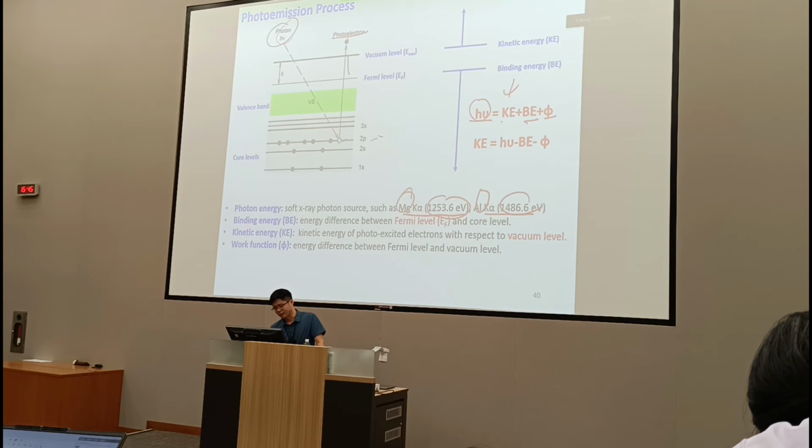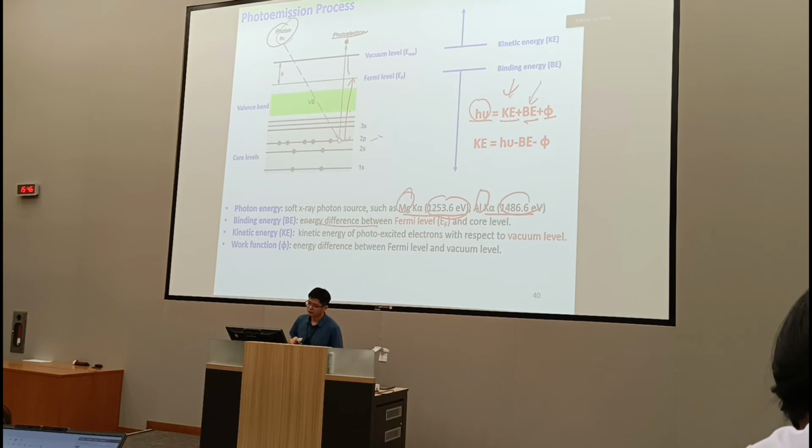So then plus the remaining kinetic energy of your electrons. So they are equal, right? From this, if you know the work function, if you know the photon energy, and if you use the detector to know the kinetic energy of electrons, we can derive the binding energy of that core level, right? So the binding energy here is the energy difference between the Fermi level and the core level. For the 2p core level, it is this.